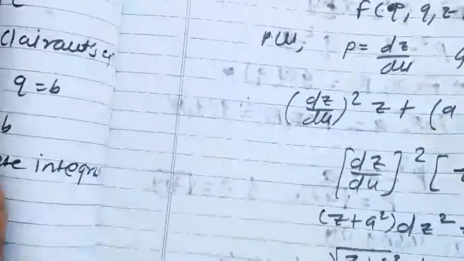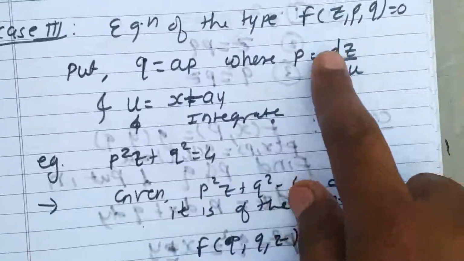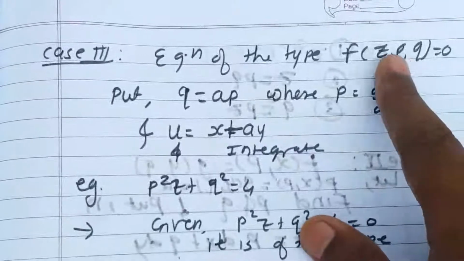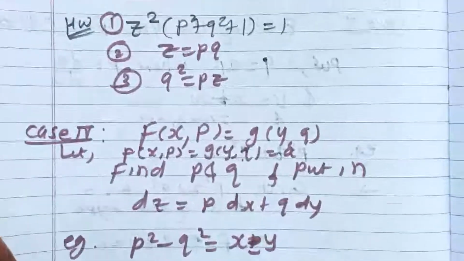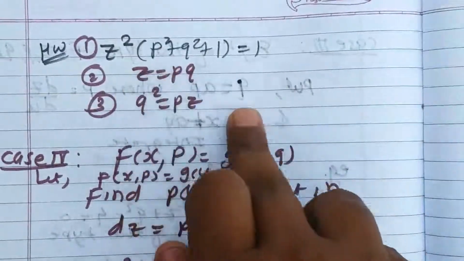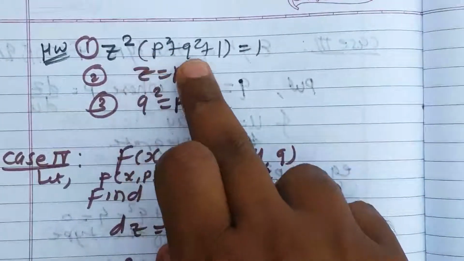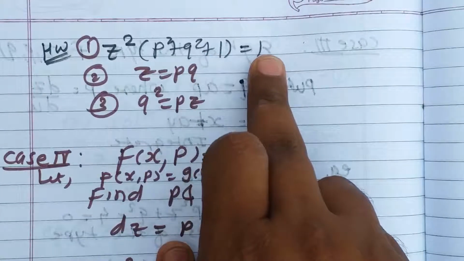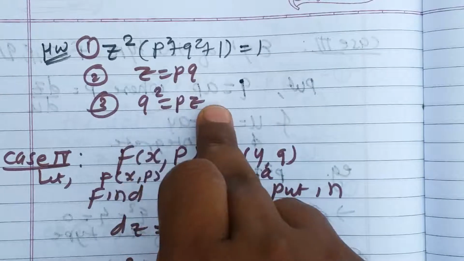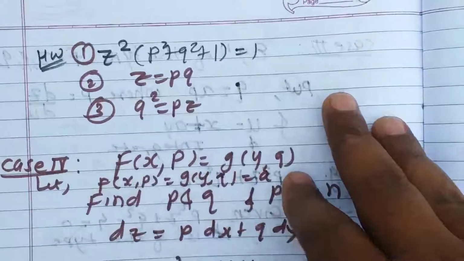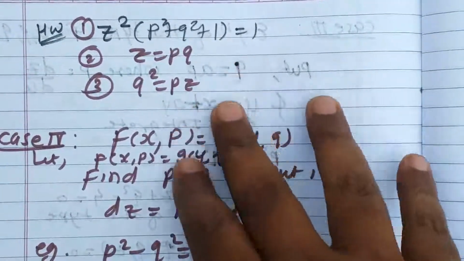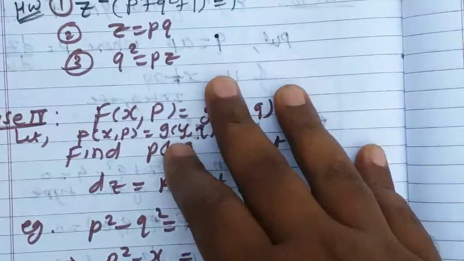So this is when case number 3 is applicable, if your given equation is in the form of z, p, q terms only, no x and y. One problem of this type for practice, not one, there are 3 I have written. You can practice them. These 3 equations contain only p, q, z: z square into p square plus q square plus 1 equal to 1, z equal to pq, q square equal to pz. All these three differential equations contain only p, q, z, so you can apply a similar method to get the solution. Try to complete them at home.